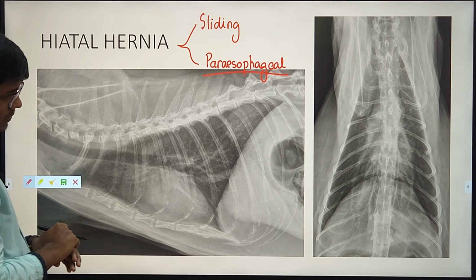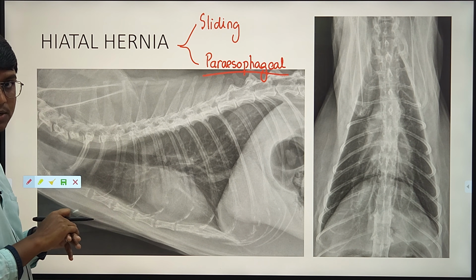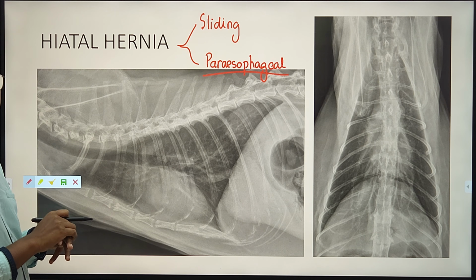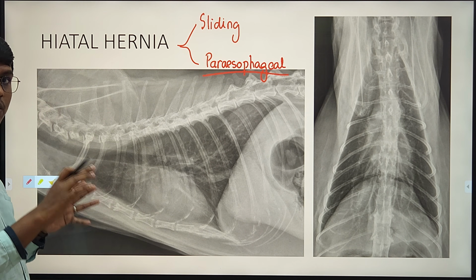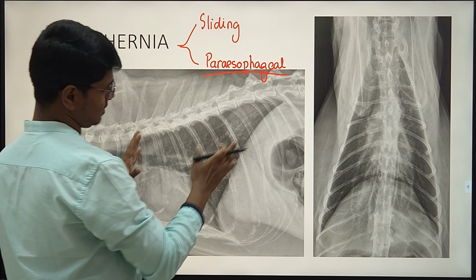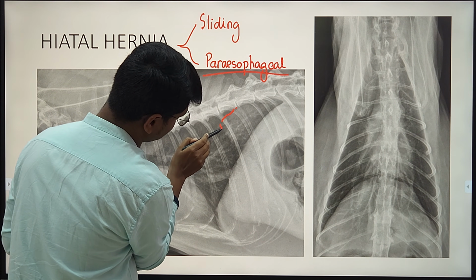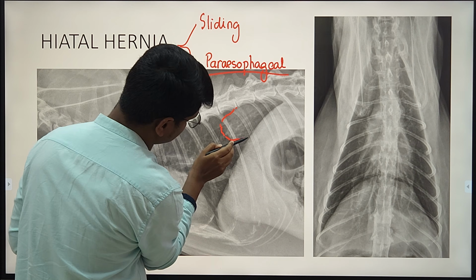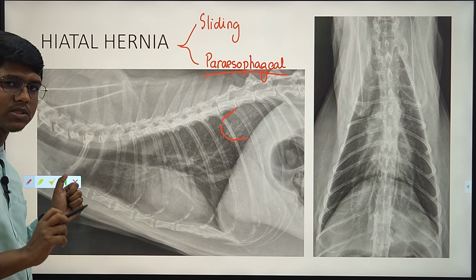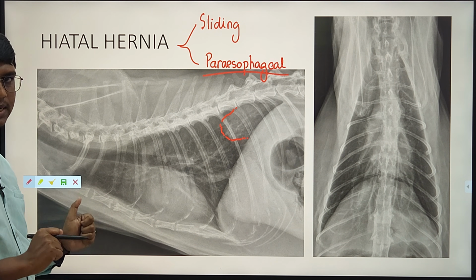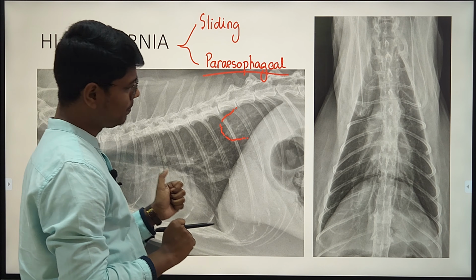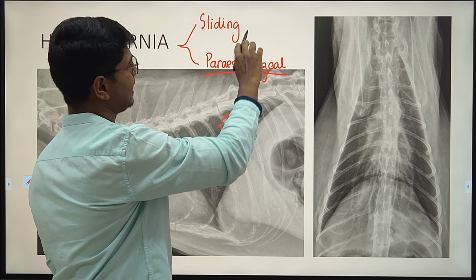In the sliding hernia in particular, you will find this soft tissue opacity in the caudodorsal margin of the thorax. This is caudodorsal. You can clearly see a soft tissue opacity here. This is very much characteristic of hiatal hernia. But most of the hernias are sliding hernias.